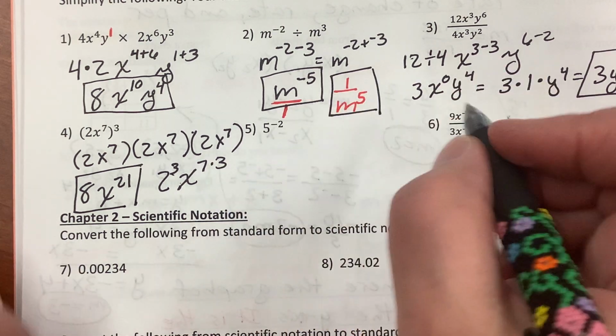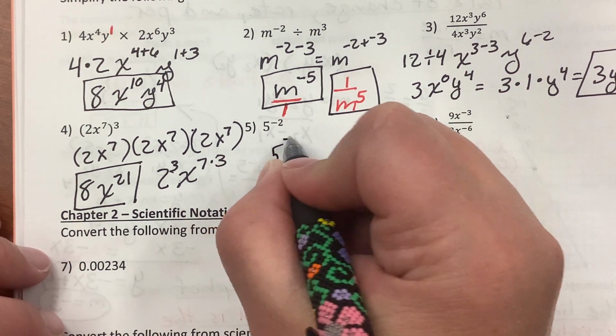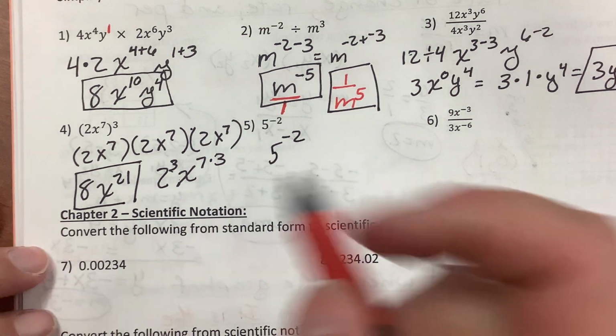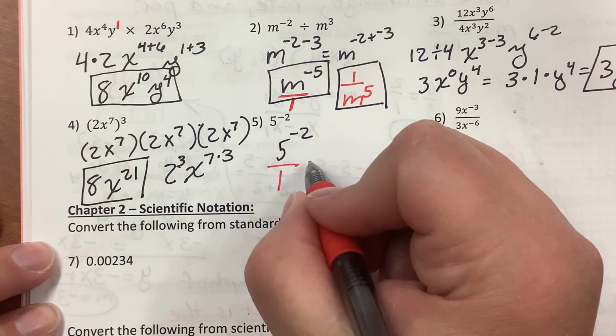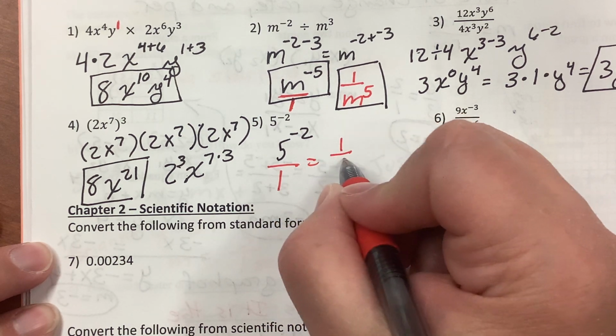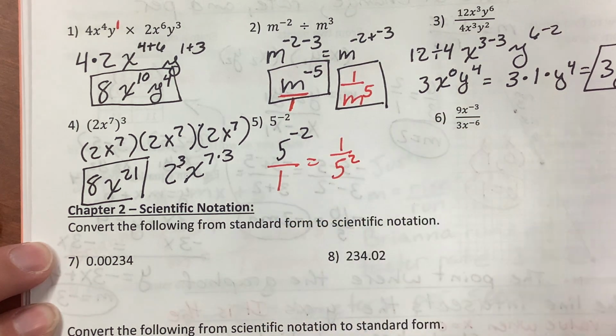Here I have just a negative exponent. 5 to the negative second power. Again, it's not a fraction, so I have to make it a fraction and reciprocate it to get 1 over 5 squared.